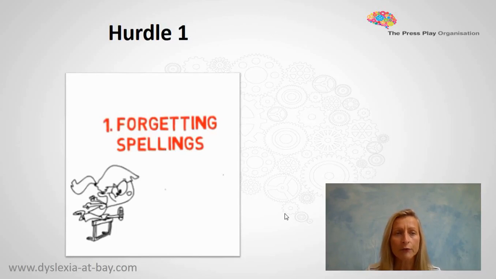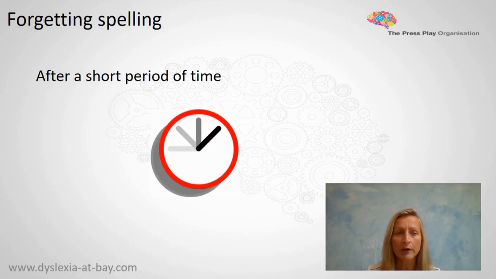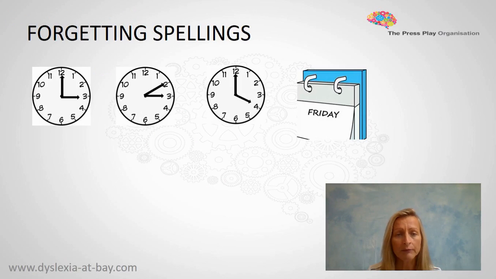So let's understand the first hurdle, why some children can forget their spellings over a period of time. Now this period of time can vary from child to child. So for some children it can be a matter of a few minutes, others a matter of a few hours, some a matter of days, or some a matter of 2 or 3 weeks.